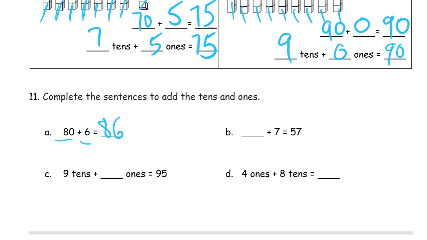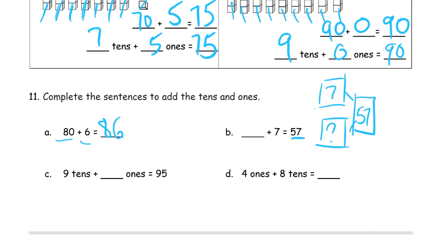Here you've got 57 for a total. So you could, if you need to, and you don't have to do this, think of this as a number bond and say, well, I know what the total is, and I know one of the parts is 7. What's the missing part? I need the 50.